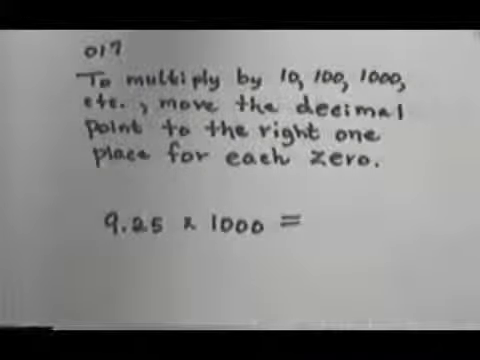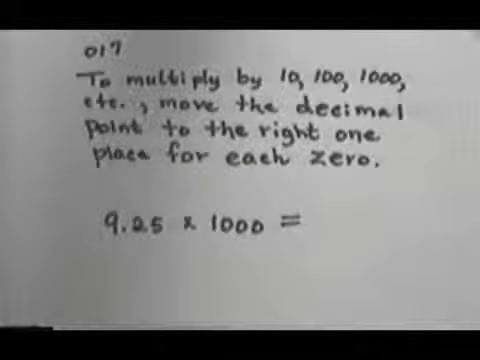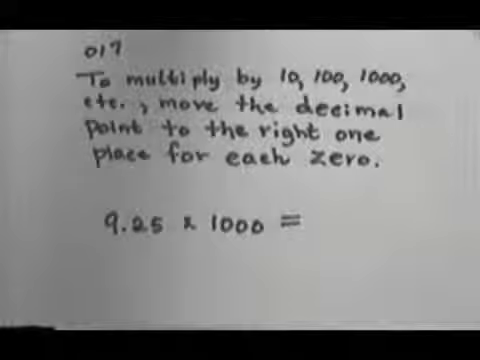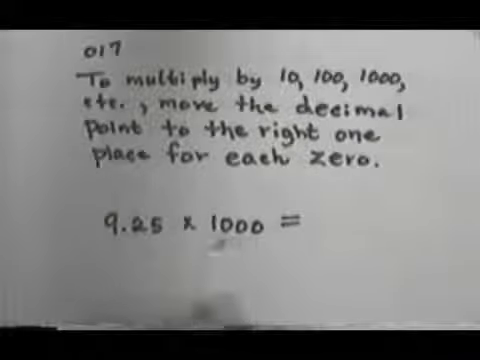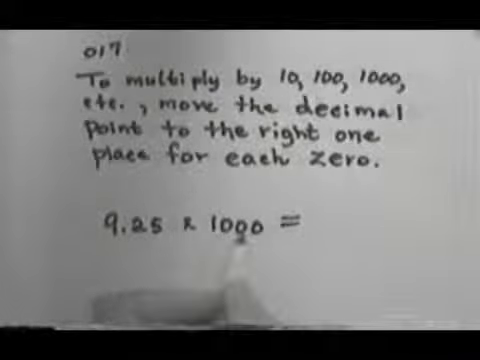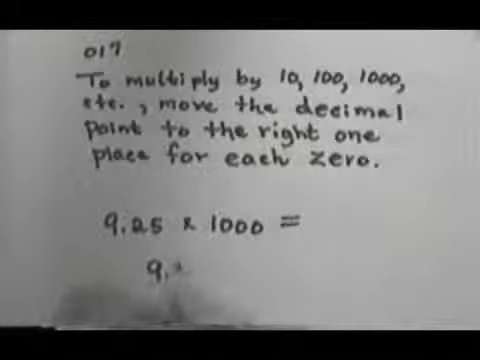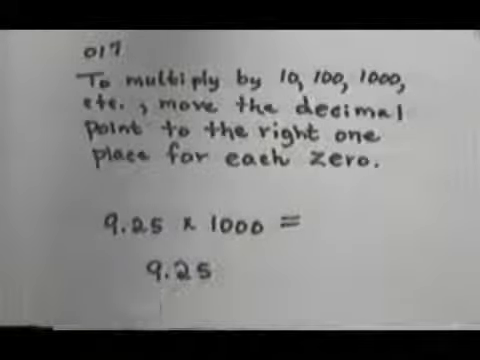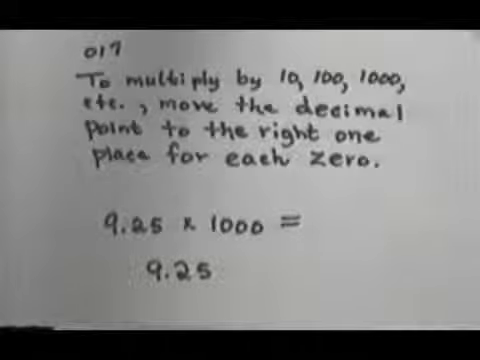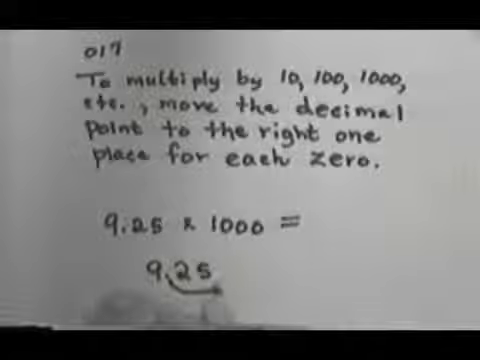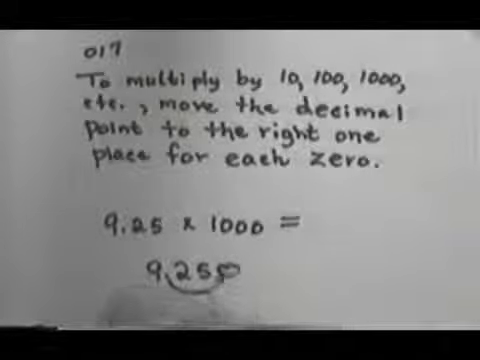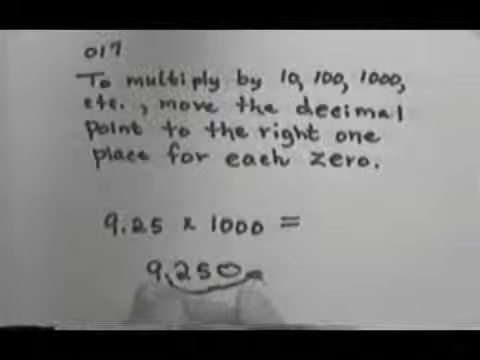Now I wrote a rule down that tells us to multiply by 10, 100, 1,000, and so on, move the decimal point to the right 1 place for each 0. So in this case, if I wanted to multiply 9.25 times 1,000, since I have 3 zeros, I have to move my decimal point to the right 3 places. So when I went past the 25, I would have moved it 2 places. So I have to add 1 more 0 so I can move it 3 places.